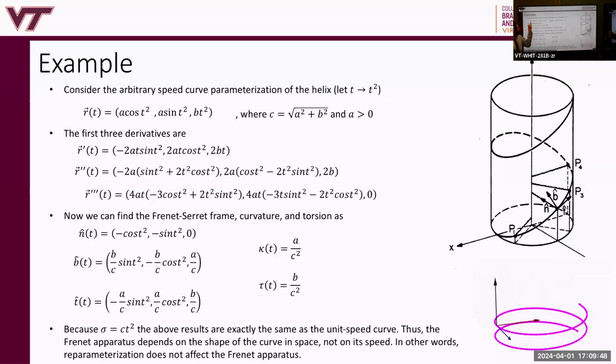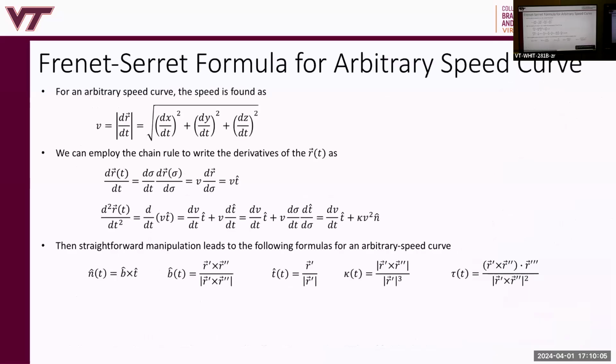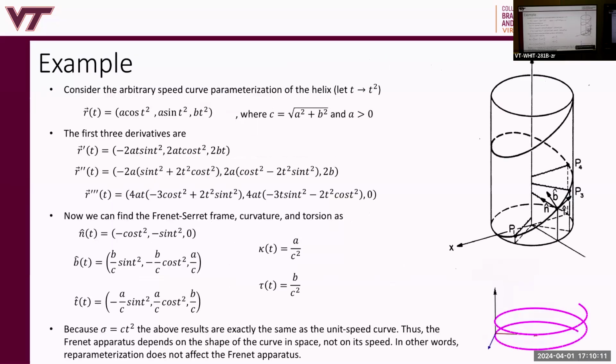So now r of t is a cosine t squared, a sine t squared, and b t squared. So it's the same curve, except now it's going to zip along it faster, right? It's going to have a larger velocity. Still c is the square root of a squared plus b squared, and a is greater than 0. The first three derivatives we need for our formulas, right? Our formulas are here. We need the third derivative, second derivative, first derivative. We need all three of them. So let's get those three derivatives.